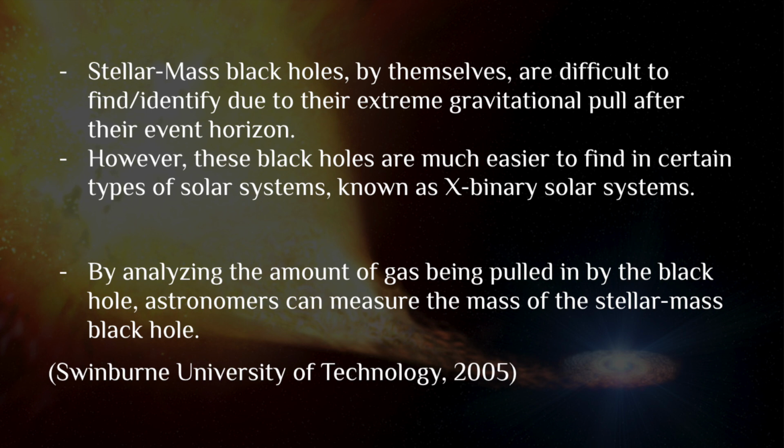In X-binary solar systems, there are two solar masses. One solar mass is a normal star, while the other is a collapsar. Collapsars, like mentioned before, can include a neutron star, white dwarf, or a stellar mass black hole. Some X-binary systems can include a normal solar mass and one stellar mass black hole.